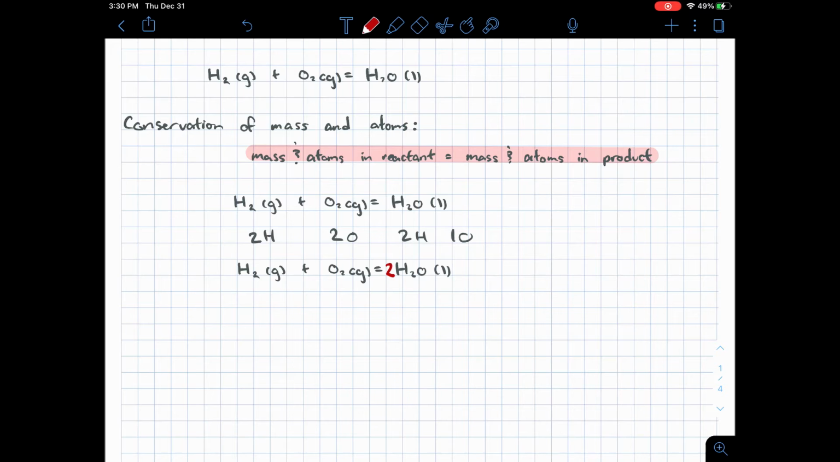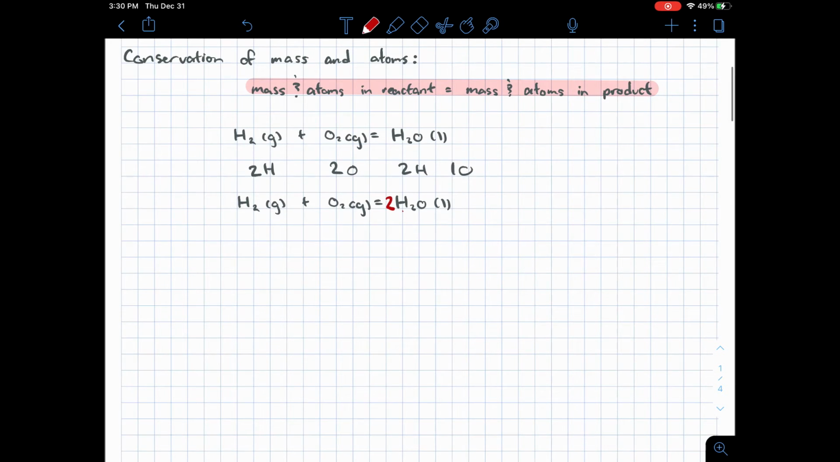Okay, now let's go count again. We now have the proper amount of oxygen, but we now have 2 more hydrogen on the product side than we do on the reactant side. So what are we going to do? Well, we are now going to multiply the hydrogen by 2. Let's go count again. There are now 4 hydrogen here and 4 hydrogen here. There are 2 oxygen here and 2 oxygen here. So that's equal. In other words, in nature, when hydrogen and oxygen are forming water, there has to be 2 hydrogen molecules for every 1 oxygen molecule, and those will form 2 water molecules.